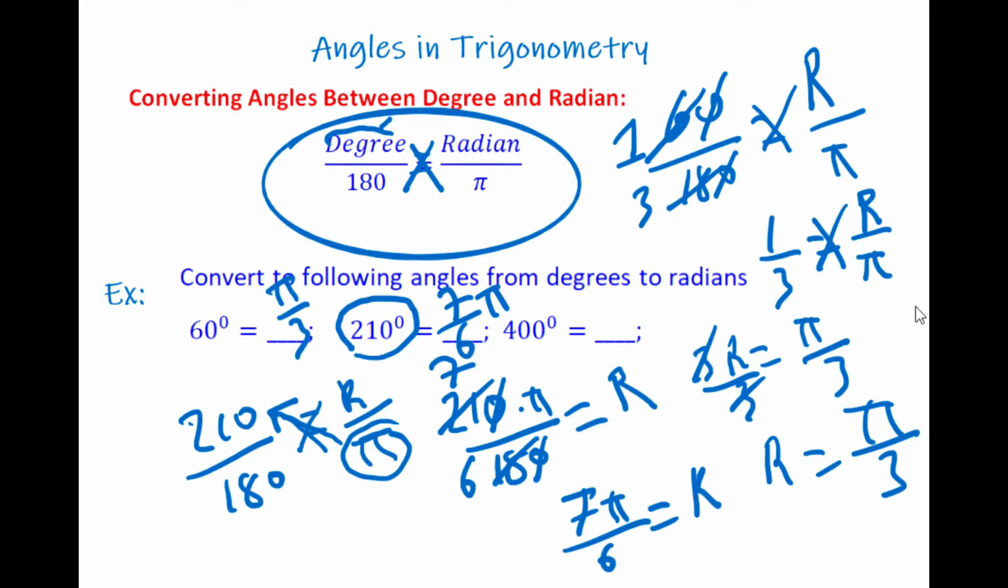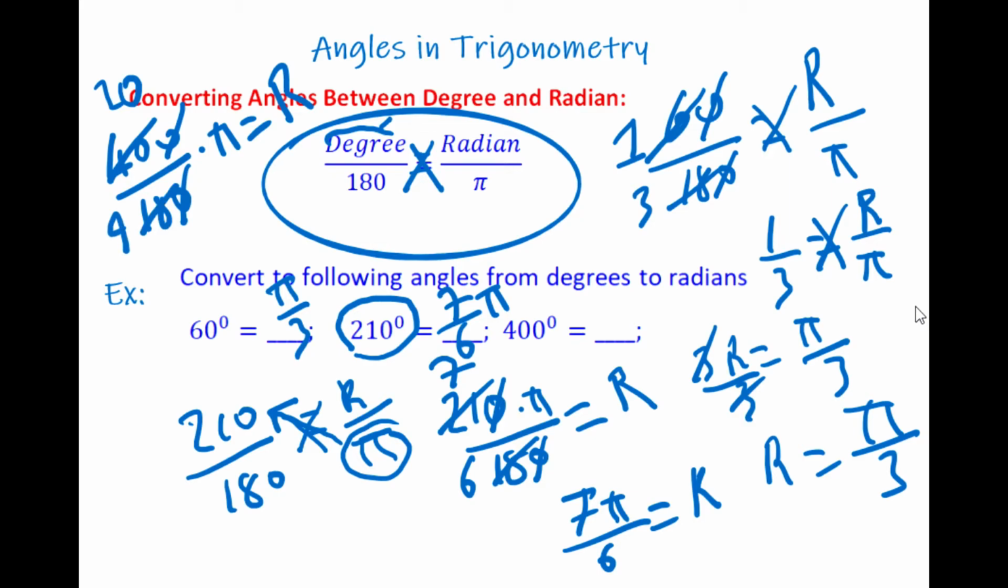Similarly, 400 degree, so I'm going to put here 400 divided by 180 times pi is radian, okay? Just cross out those zeros. And 40 and 18 have 2 in common. If you divide 40 by 2, we have 20. And if you divide 18 by 2, we have 9 here. So in this case, r is going to be 20 pi divided by 9, which is equal to 400 degree, guys.